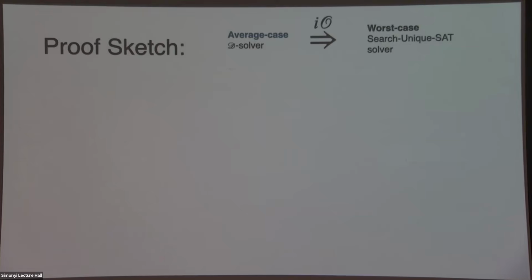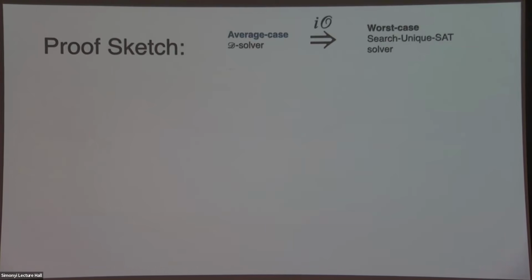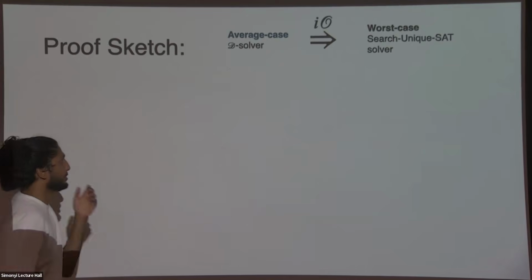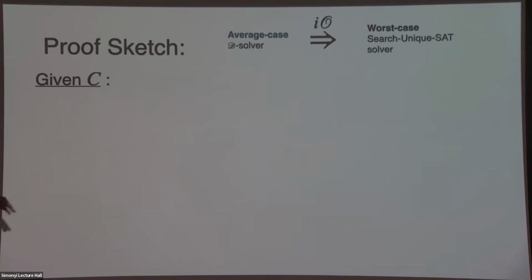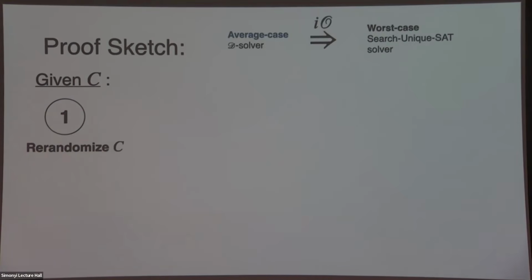Okay, good. So how is this going to work? I'm going to start by assuming I have an average case solver for D. Now I need to create a worst case solver for search unique SAT. In this algorithm, I'm given a circuit C, and I need to determine whether it's satisfiable or not. This is an instance of search unique SAT, so it has exactly one satisfying assignment.